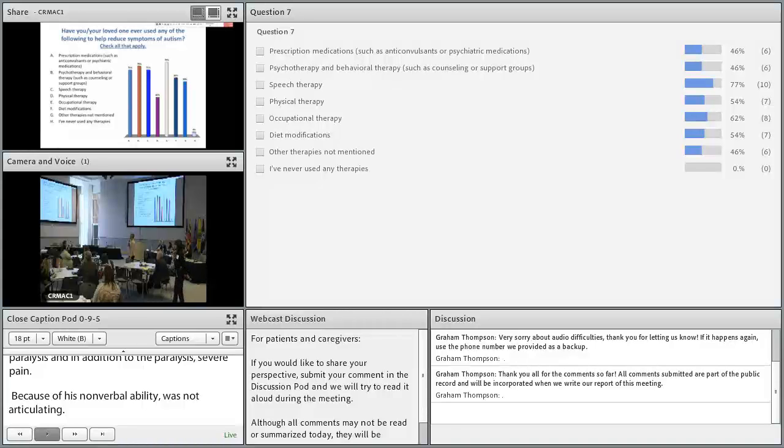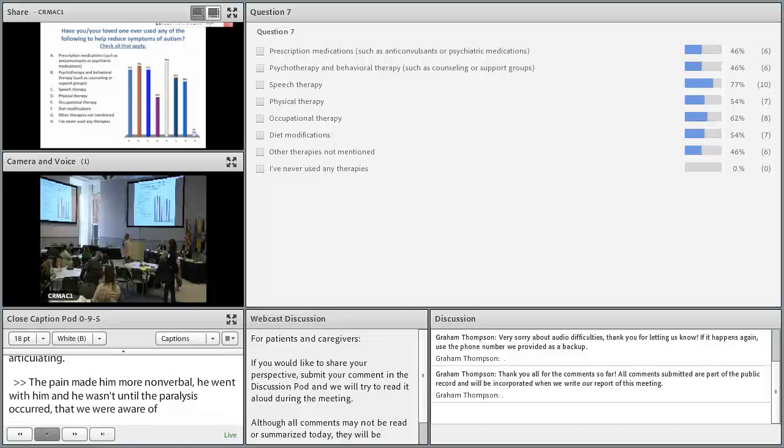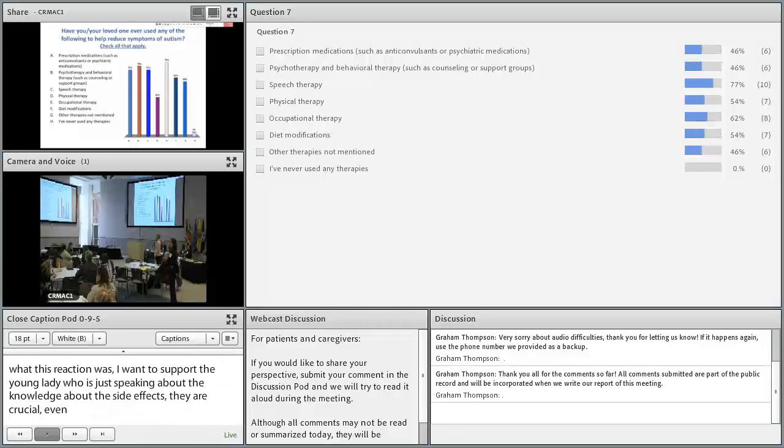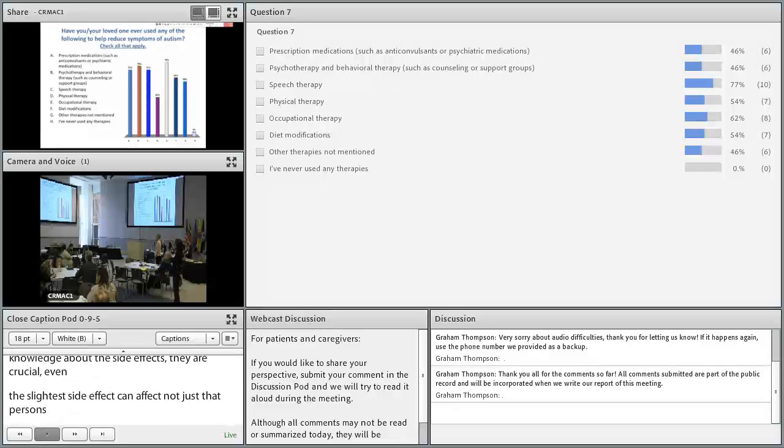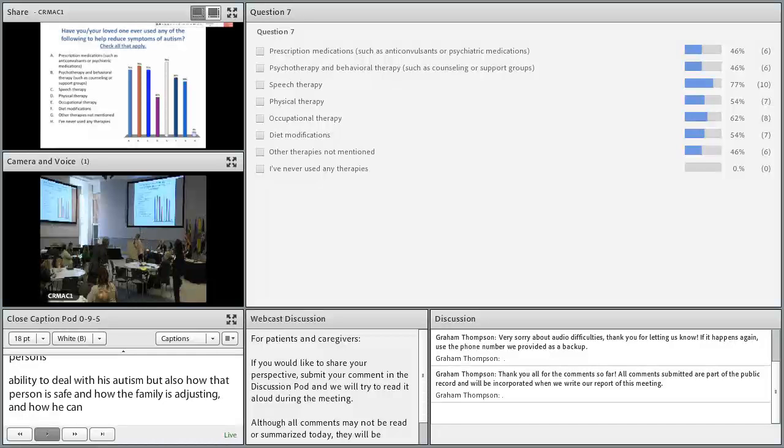And he just sort of went within, and it wasn't until the paralysis actually occurred that we were aware of what this adverse reaction was. So I want to just support the young lady who was just speaking about the knowledge about the side effects. It is really crucial, because even the slightest adverse side effect can affect not just that person's ability to deal with his or her autism, but also how that person is safe, how the family is adjusting to his well-being and his care, and how he's able to self-care as well. So, like I said, I just want to advocate for more knowledge and focus.